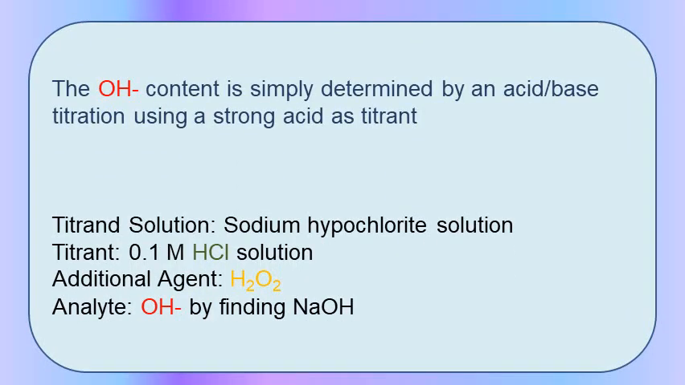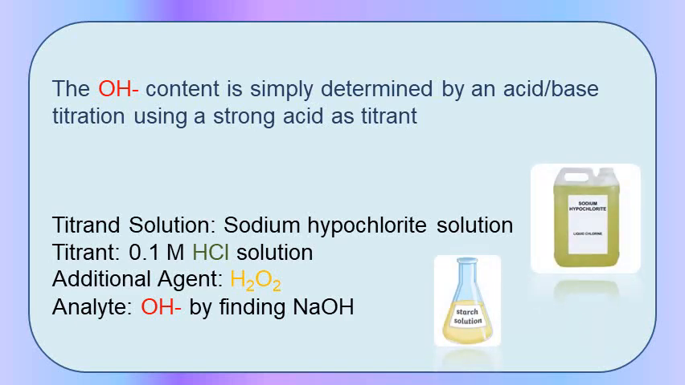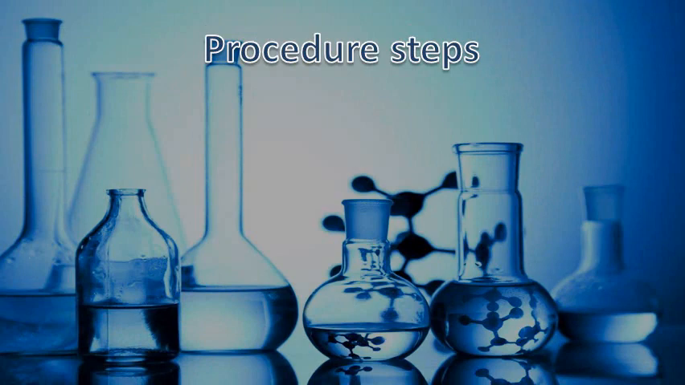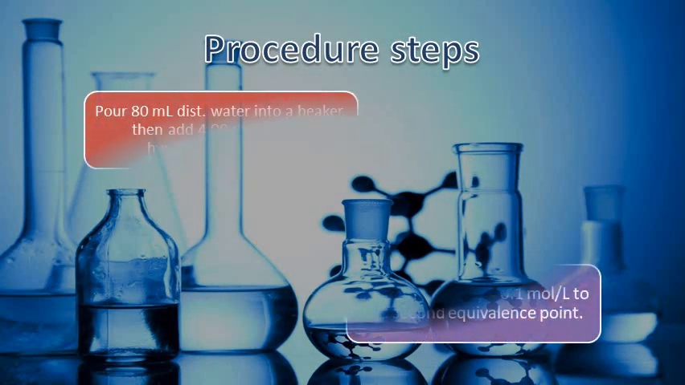The hydroxyl ion content is simply determined by an acid-base titration using a strong acid as a titrant. So the sample solution is sodium hypochlorite solution. Titrant is 0.1 molar HCl solution. Additional agent is hydrogen peroxide. Analyte is hydroxyl ion, by finding sodium hydroxide, and indicator is starch solution. So here are the procedure steps for the reaction.